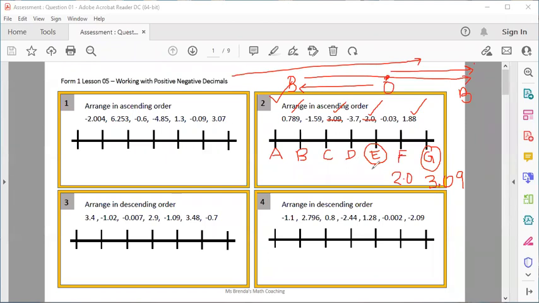1.88. That's right, Danya. Okay, E. The answer for E is 1.88. This is important because this understanding of where the negative number is matters for you on the number line. So 1.88 goes first, before 0.789 comes in. And that is the last of the positive numbers that we have. After that, they are all negative numbers.